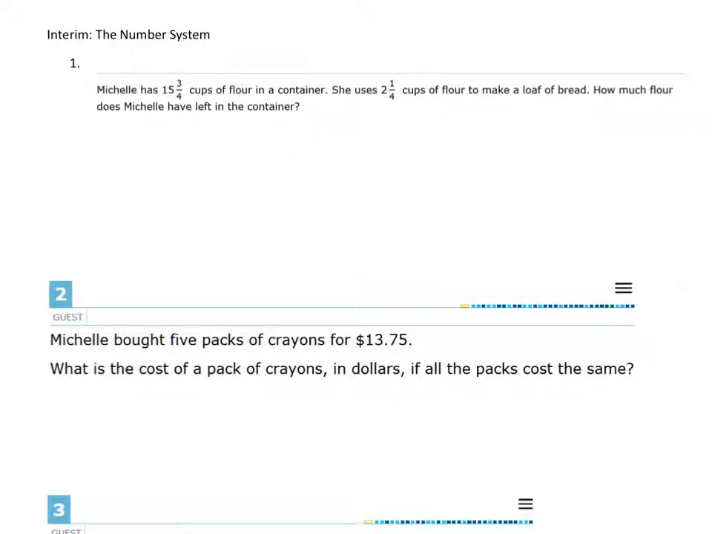For question number 1, Michelle has 15 3/4 cups of flour in a container. She uses 2 1/4 cups of flour to make a loaf of bread. How much flour does Michelle have left in the container? The first thing that we'll need to do is take the 15 3/4 and subtract the 2 1/4.